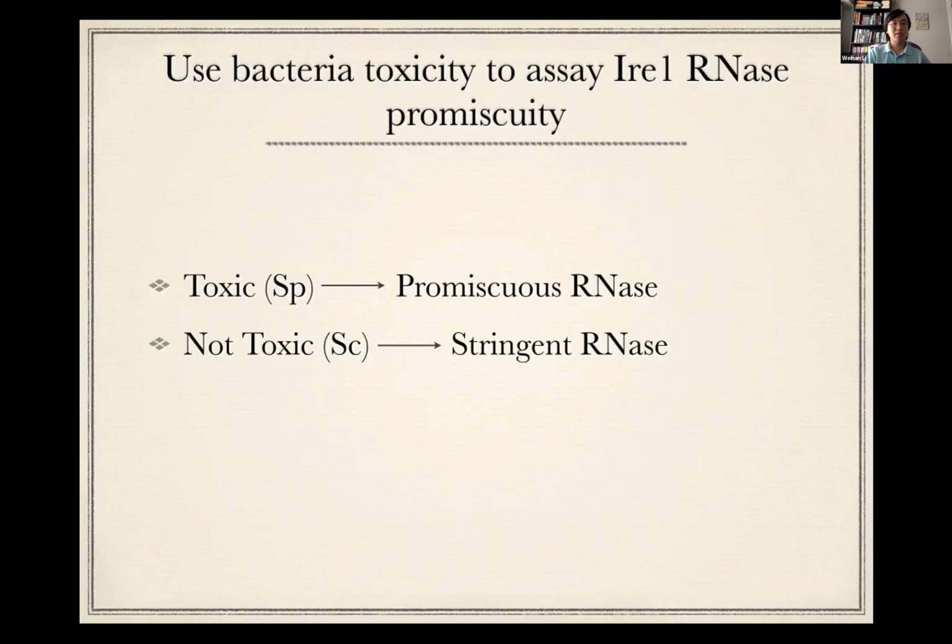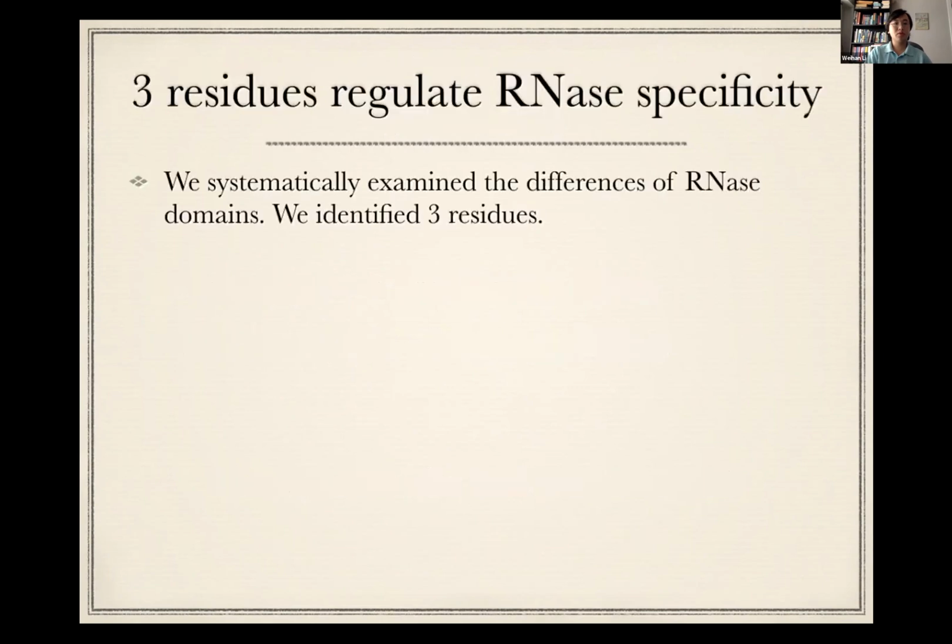And we used that assay to address whether we can make cerevisiae IRE1 pombe-like. Can we make cerevisiae IRE1 more promiscuous, just like pombe, so that we can know which structure determines the promiscuity? And to this end, long story short, we systematically examined all the different residues between cerevisiae and pombe IRE1 RNase domain, and we identified three residues.